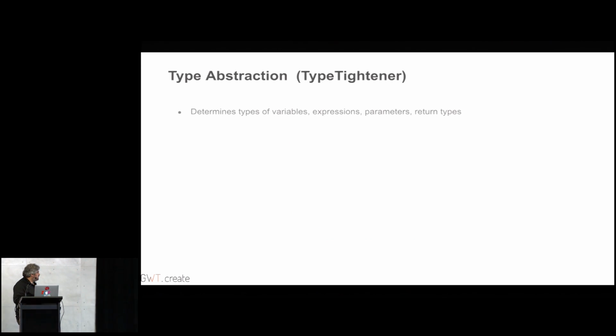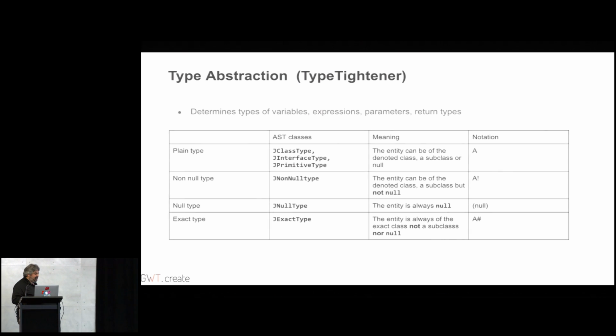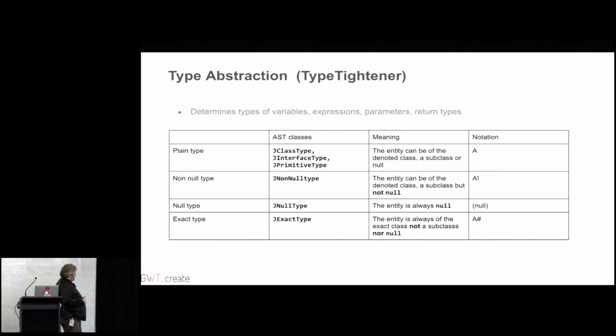Most of the interesting work is done by the type tightener, which determines some idea of what types can inhabit variables, parameters, and return types. And basically, there are these distinctions. If it's marked by a specific class type or an interface type or a primitive type, it means that this entity will have that type or one of its subclasses, or it can be null.